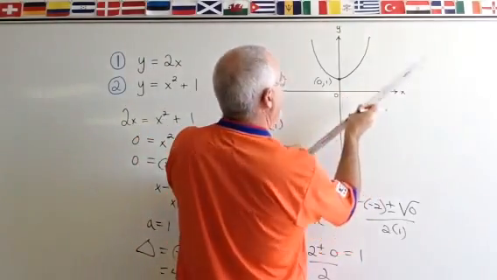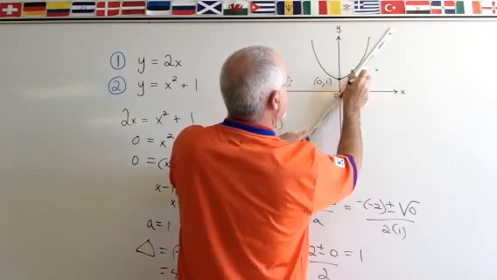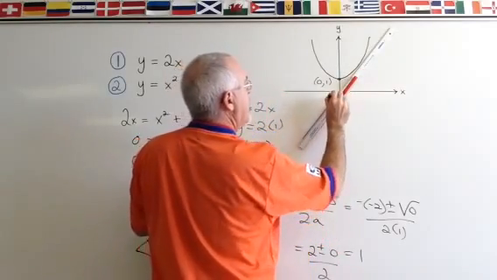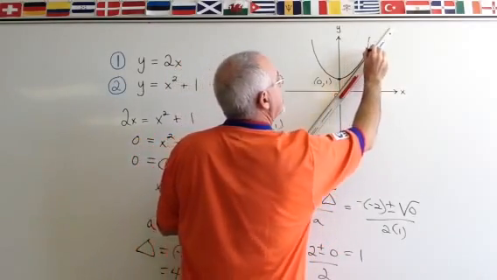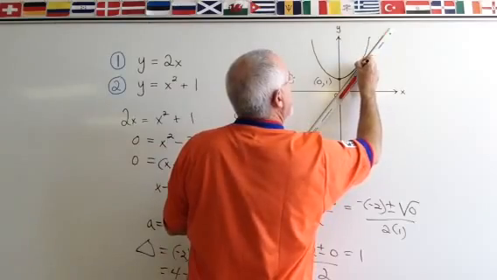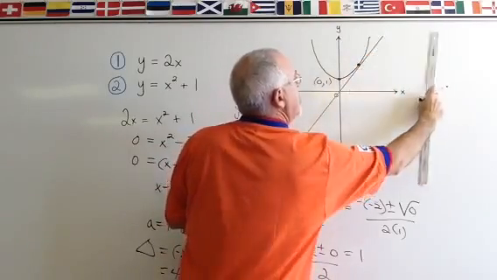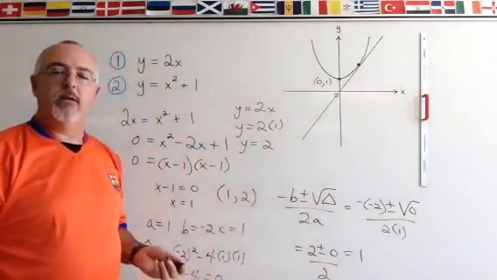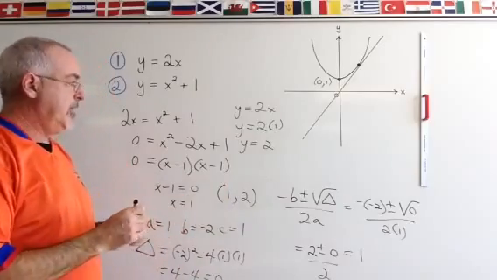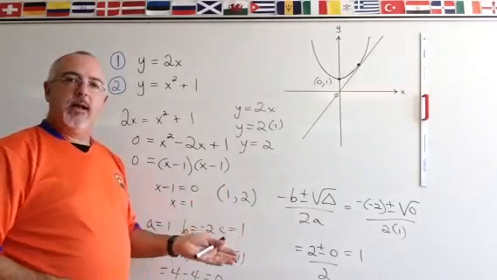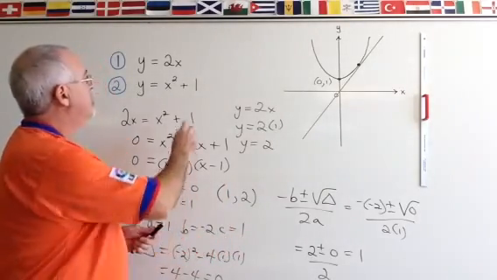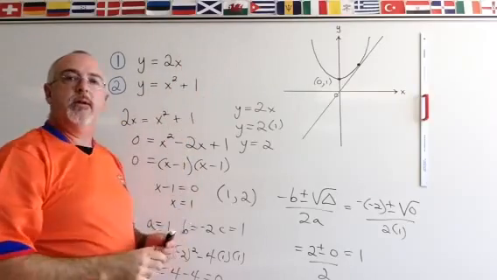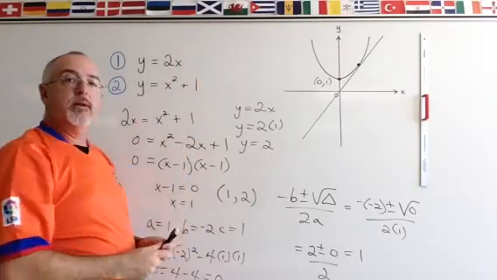So what's happening is my straight line only touches the quadratic at one point. And that point is, of course, the solution we found, (1, 2). So this is one example of solving a system of equations where one of them is quadratic and the other one is a straight line.